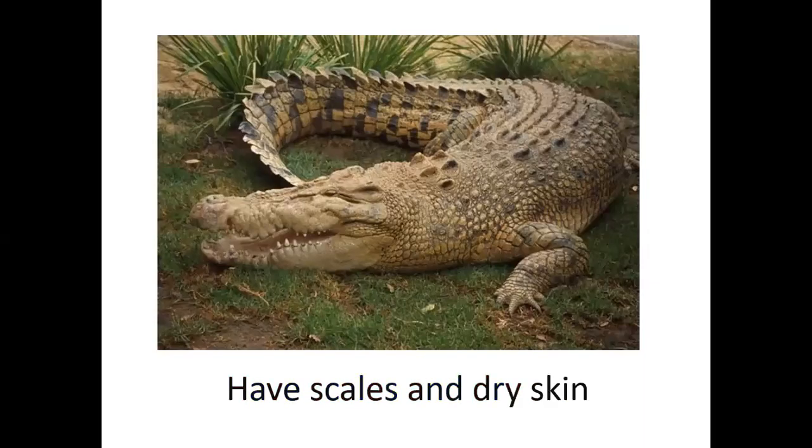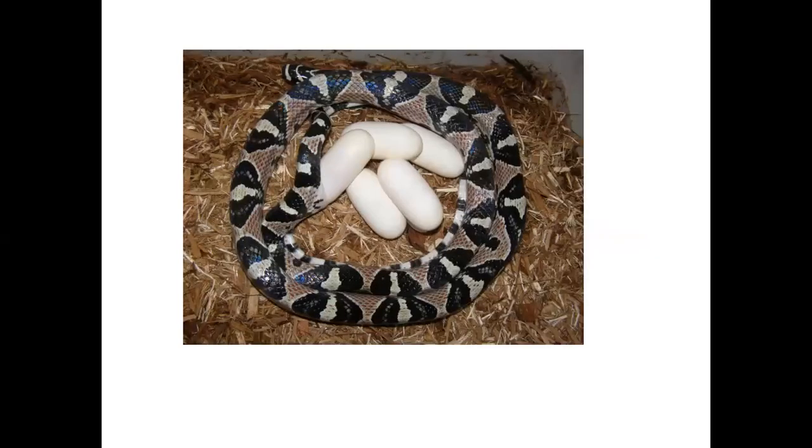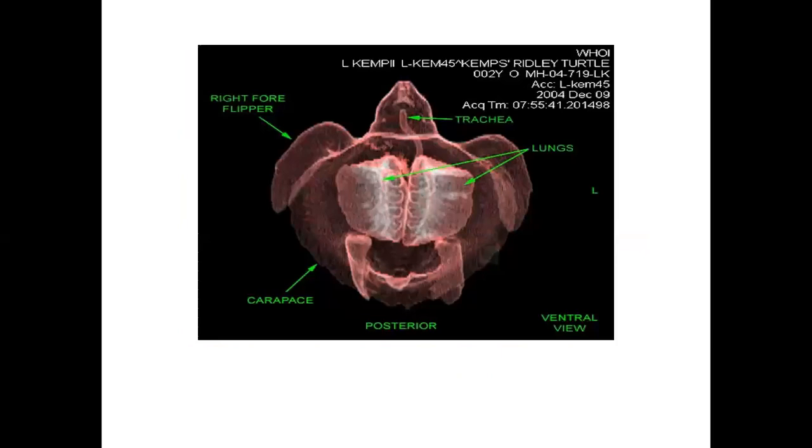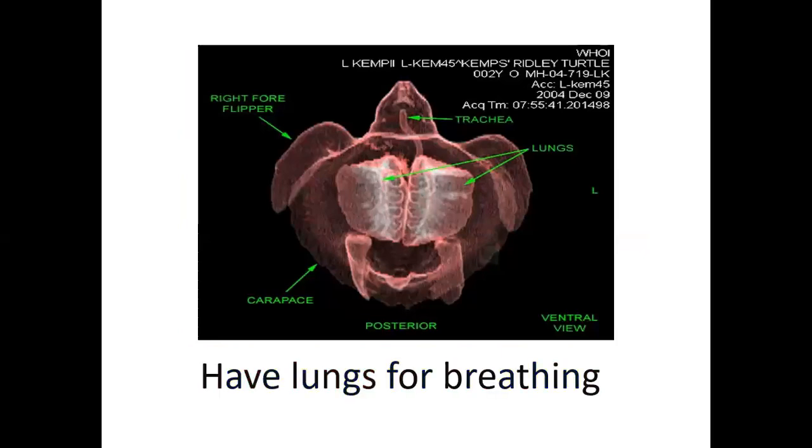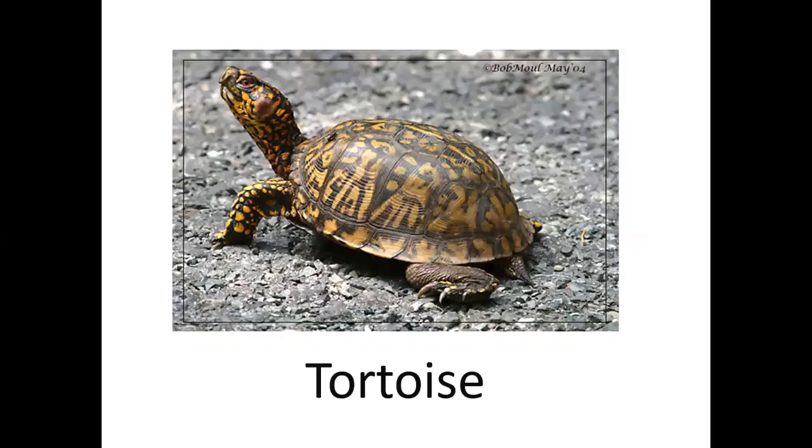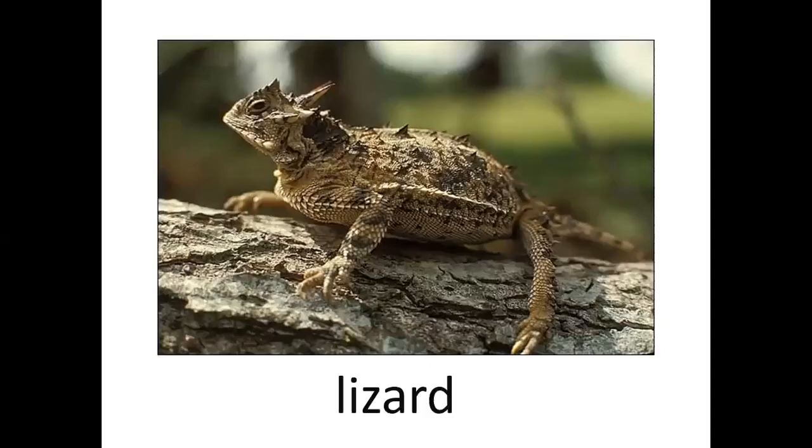Now, as for the reptiles, which is the third group, they have scales and dry skin. It's not moist like the amphibians that we are going to learn about after that. They lay eggs mainly, and they breathe through their lungs like the mammals. Examples of them are the tortoise, the lizard, and of course, at the beginning, we saw the crocodile or the alligator. Those are very big reptiles.